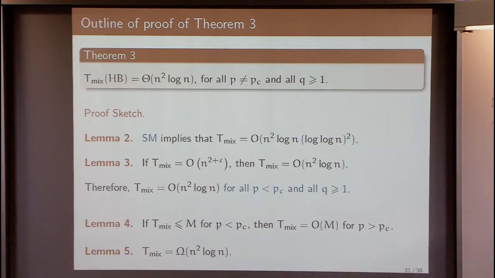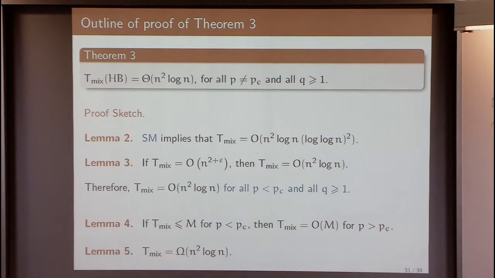Okay, so now here is our proof sketch for our main result for the heat bath. We show that spatial mixing implies fast mixing. We actually show that the mixing time is at most n squared log n squared. And then we show this boosting lemma that says that if you show that the mixing time is at most n to the 2 plus epsilon for sufficiently small epsilon, then this can be boosted to the right n squared log n bound. Since we know, in lemma 1, that we have spatial mixing for all subcritical values of p and q greater than 1, then we have that the mixing time in this regime is n squared log n.